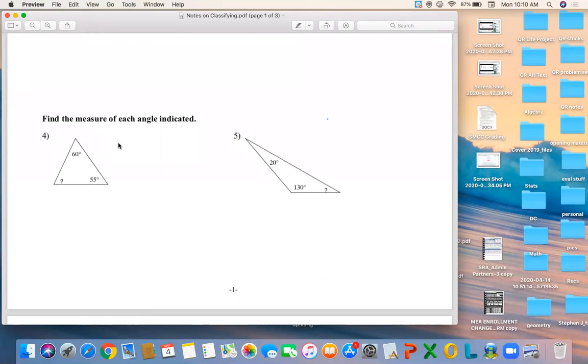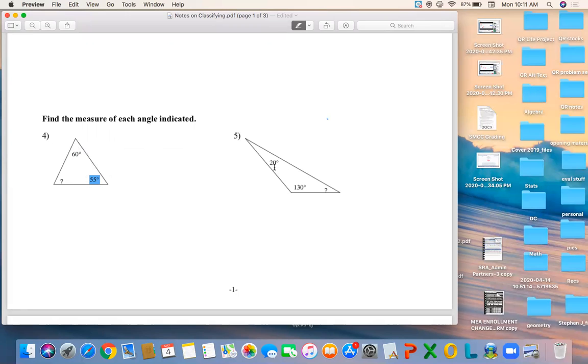This section here, remember that angles in a triangle add up to 180. How do I find this missing angle? I'm going to add these two together. That's going to equal 111 degrees. Oops, sorry. If I add those, it's 111 degrees. I subtract that from 180, and I find out that this angle is 65.